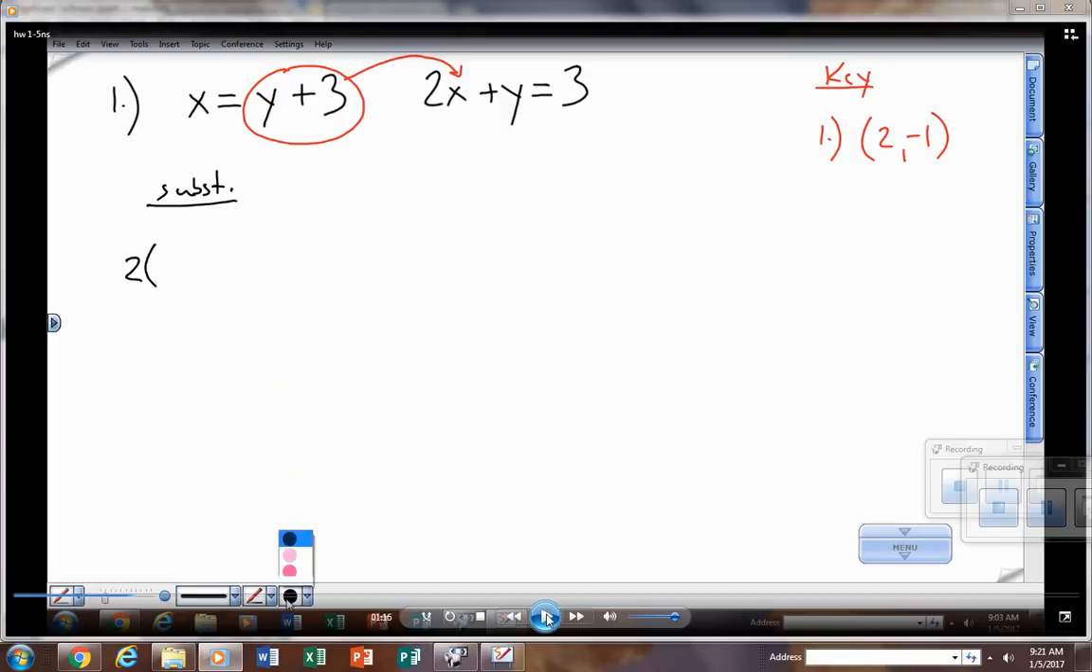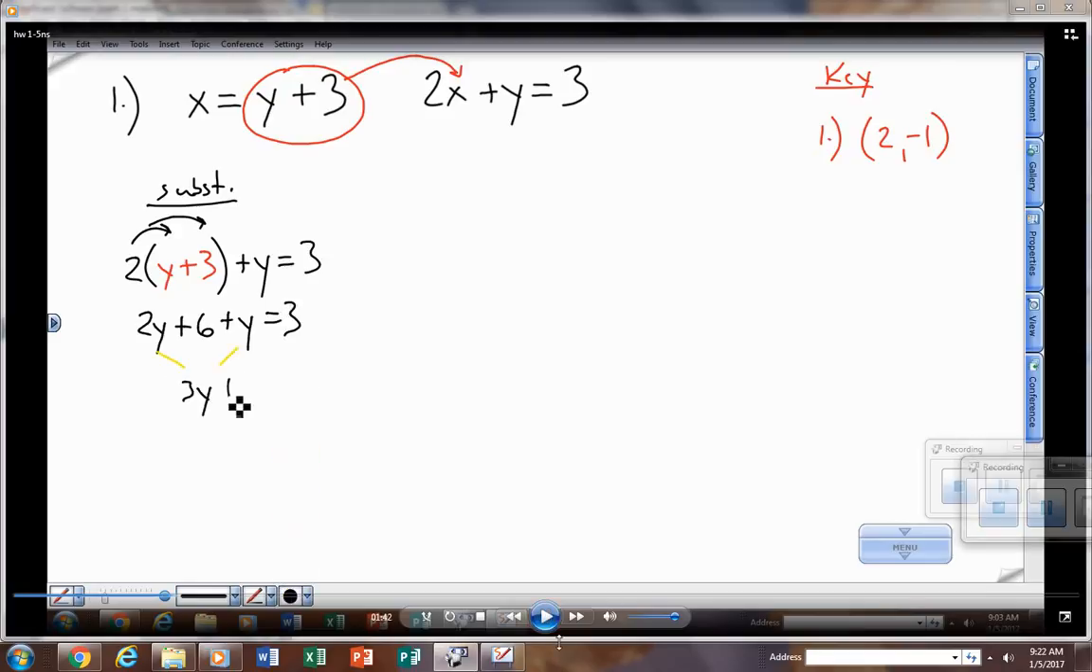For these, I'm going to show you again how to get that answer to negative 1 using both methods. So the substitution method, first, where that x used to be, I'm going to substitute y plus 3. I still have the plus y there and the 3. I'm going to distribute that 2 all the way through, which is going to give me 2y plus 6 plus y equals 3. Combine my like terms. Combining my like terms gives me 3y plus 6 equals 3.